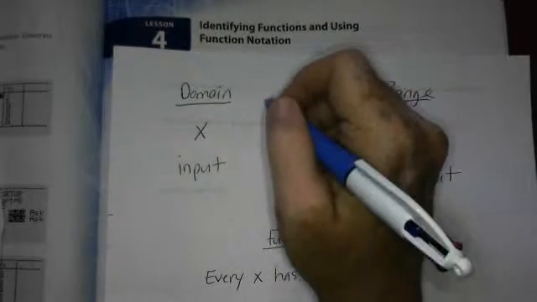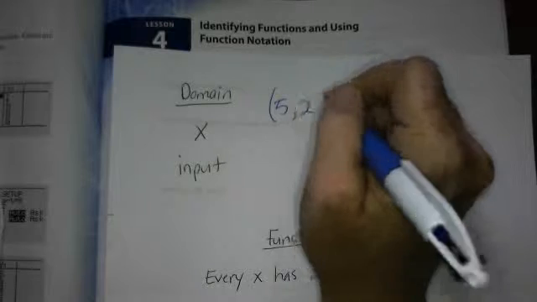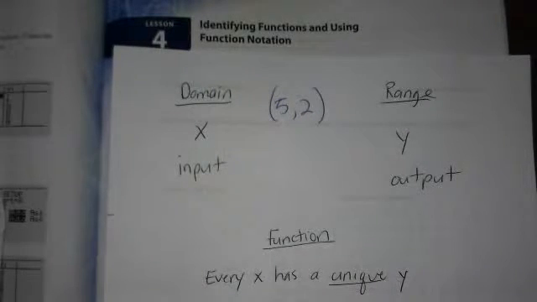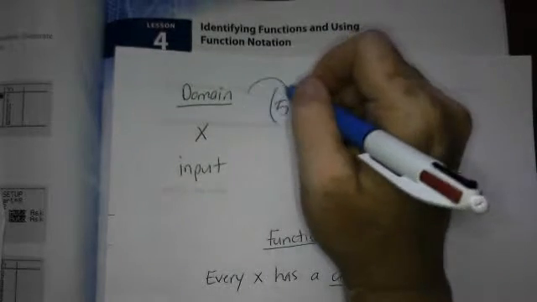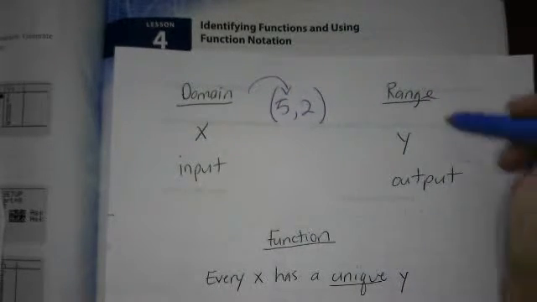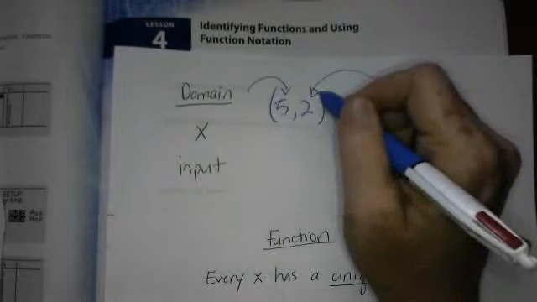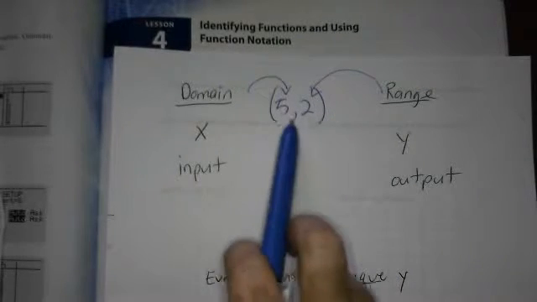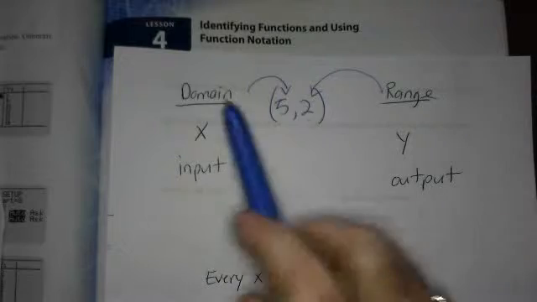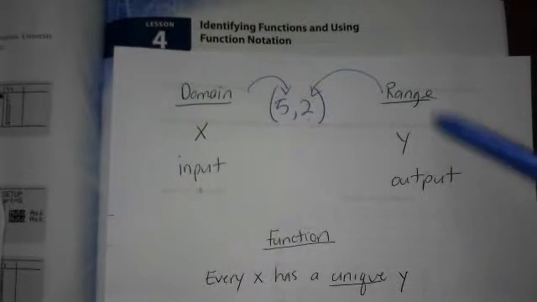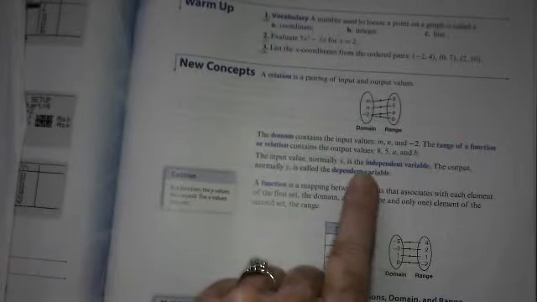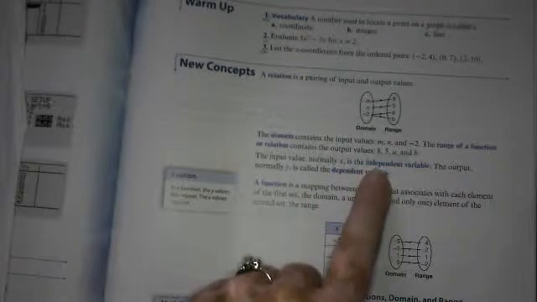If I give you an ordered pair, 5, 2, and I ask, what is the domain of this point? You're going to say the 5 is the domain, and then the range is going to be the 2. The domain is the X's, and we call the X's the independent variable. It's the one that you plug in, and then Y is the dependent variable.